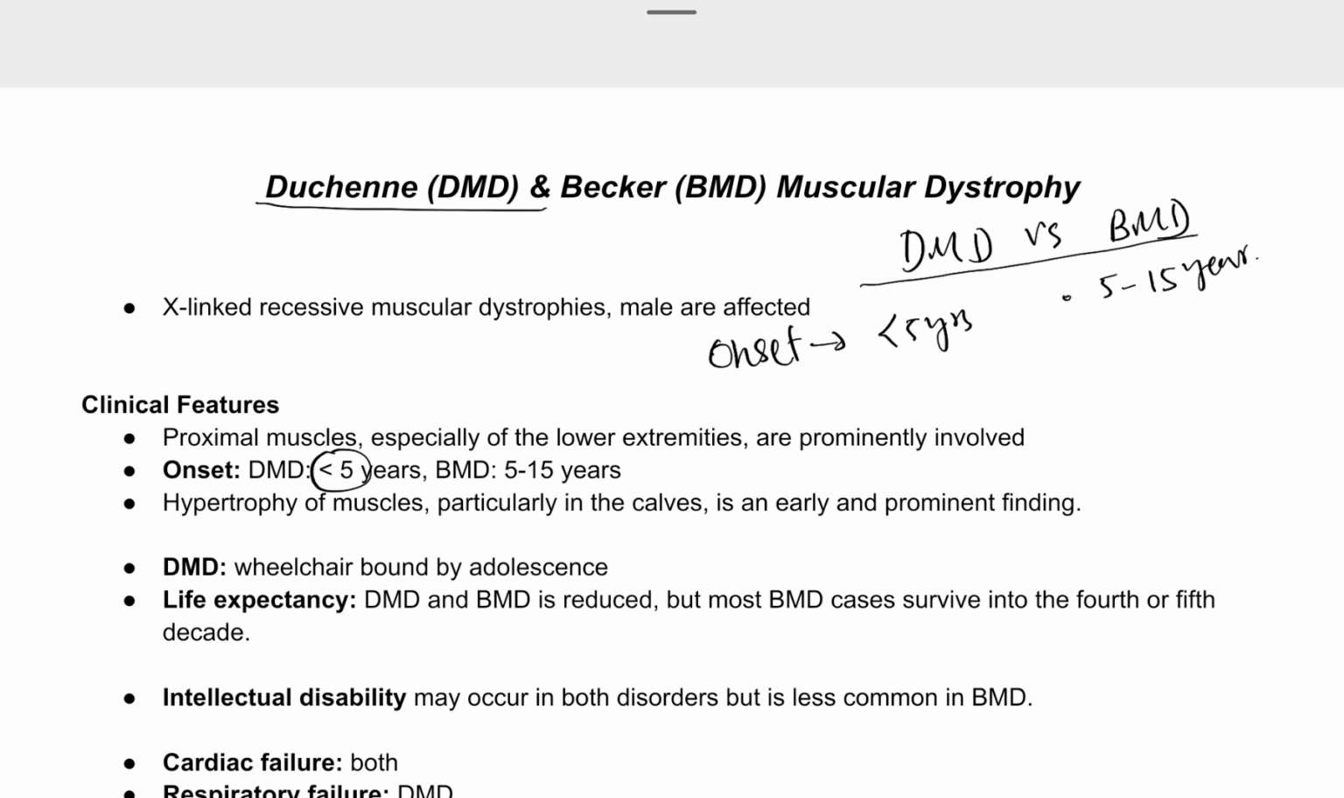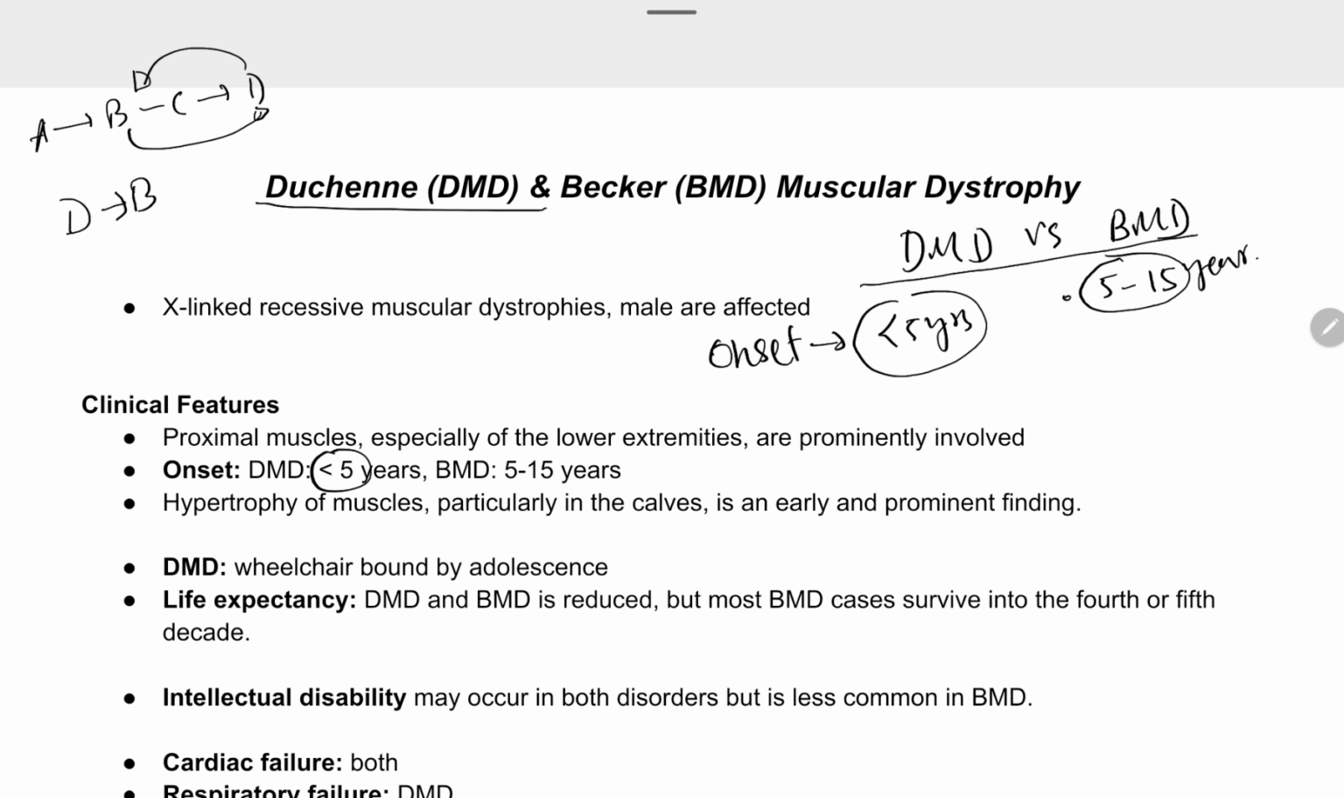How can we remember which one is earlier? Look at your alphabet: A followed by B, followed by C, followed by D. B is followed by D. But in our muscular dystrophy class, the rule is reverse. That is D followed by B. Sometimes in our life, we have to go the reverse way. Here D appears first and B appears last. So DMD appears first, that is within 5 years of age, and BMD appears later, after 5 years. Actually, it is 5 to 15 years.